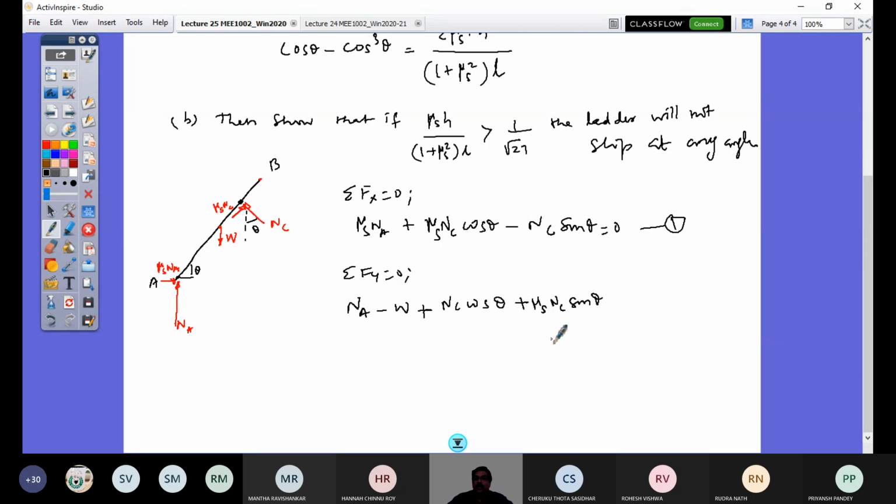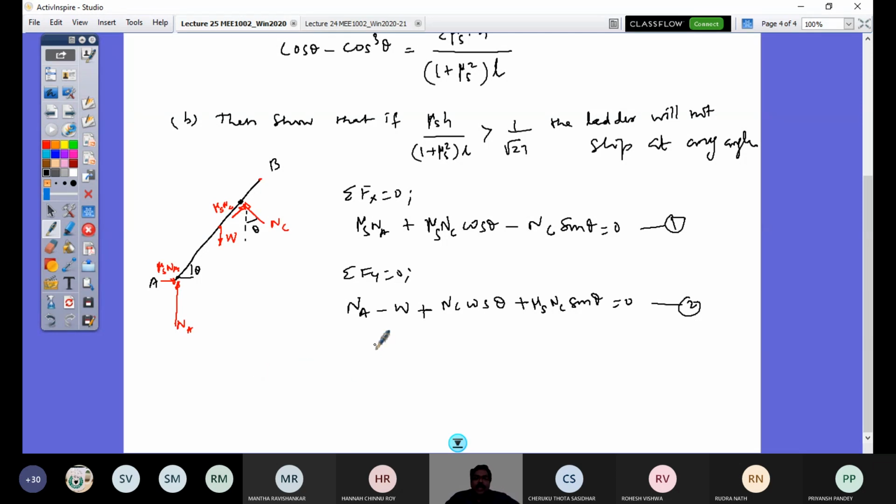So that's equal to 0, which is my second equation. Now in this, I can get 1 and substitute it here. So here I have NA, NC as two unknowns, and W is known. So I can solve this simultaneously, right? I can solve this simultaneously.